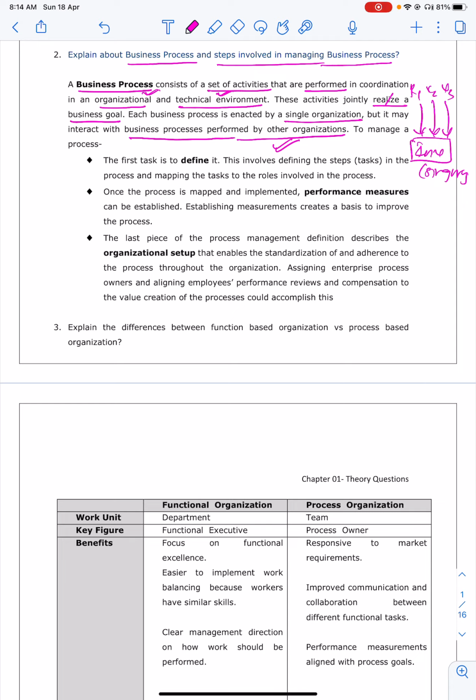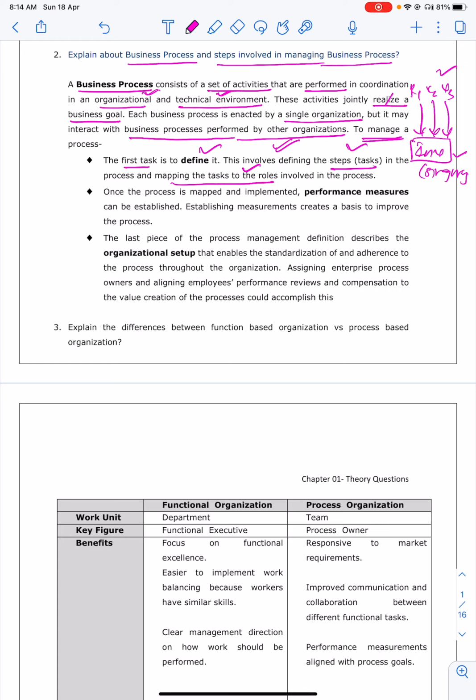Okay, so our business process is connected to other business processes. So that is the meaning. And how many steps do we have to manage a business process? First task is to define. In defining, we define steps and we map the rules.